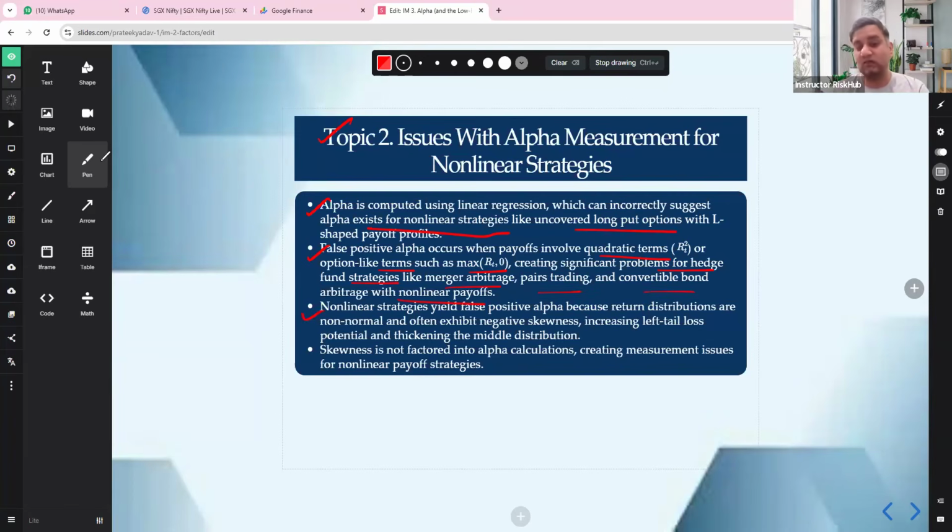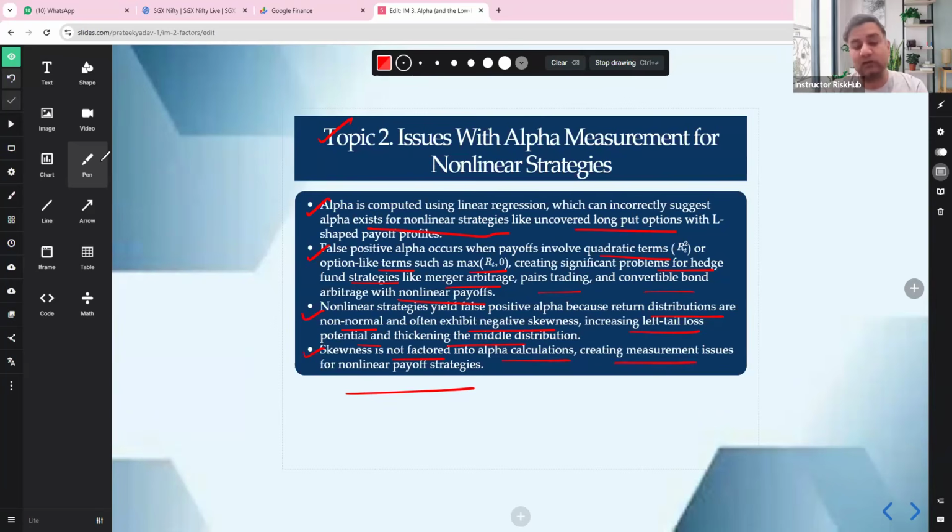Non-linear strategies often yield false positive alpha because return distributions are non-normal, often exhibiting negative skewness, which increases your left tail loss potential and thickens the middle of the distribution. Skewness is not factored into the alpha calculation, creating measurement issues for non-linear payoff strategies, right? So what we are trying to say is that your non-linear strategy, right?